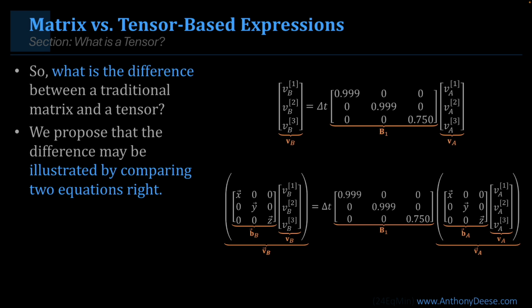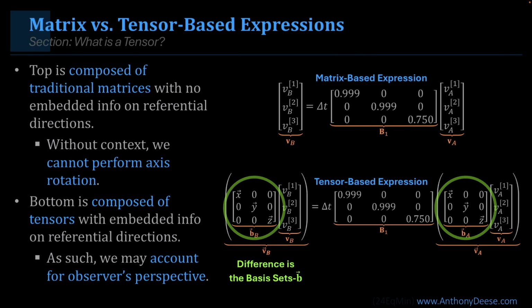We're getting very close. So what's the difference between a traditional matrix and a tensor? We're going to propose that the difference may be illustrated by comparing the two equations to the right, where I'm going to call this the matrix equation, and I'm going to call this the tensor-based equation. And as you can see, what's the main difference, right, is the presence of these bases right here. And the bases in turn allow us to manipulate the referential direction.